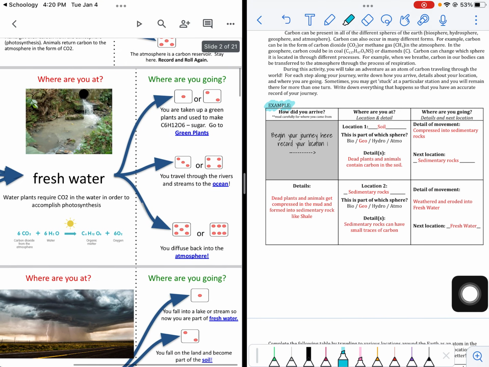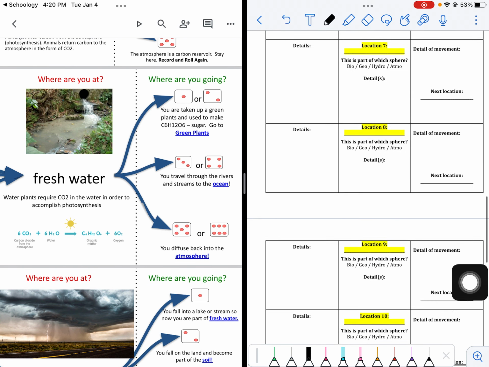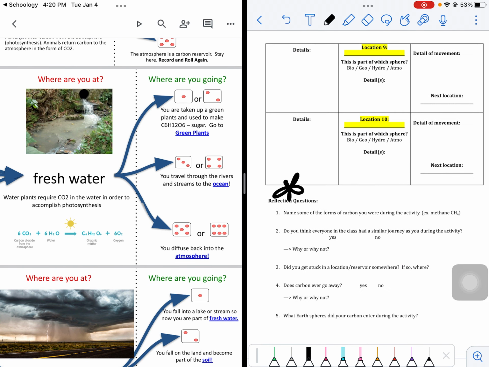So this part is complete, just to kind of show you the process. This is the one that you are going to be working on here. You can pick any location to start. Once you get your location decided, figure out what sphere you're in and record the details from the middle. You're going to roll the dice over here. Where are you going? That's where you roll or pick a number. Give an explanation of how you're leaving and where you're headed. And then you get yourself to that next location and work your details. So there's 10 stops on here. That's where you're trying to get to for today.